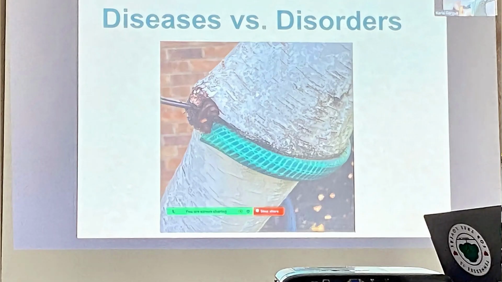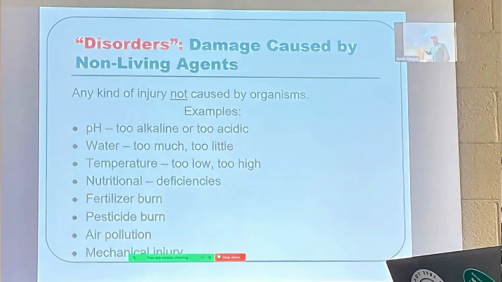Diseases versus disorders. Disorders: damage caused by non-living agents. Any kind of injury not caused by an organism. Example: pH too alkaline or too acidic. Water too much or too little. Temperature too low or too high. Nutritional deficiencies, fertilizer burn, pesticide burn, air pollution, and mechanical injury. This is a lot of information to kind of throw at you, but this is one of the things that I would suggest to remember.